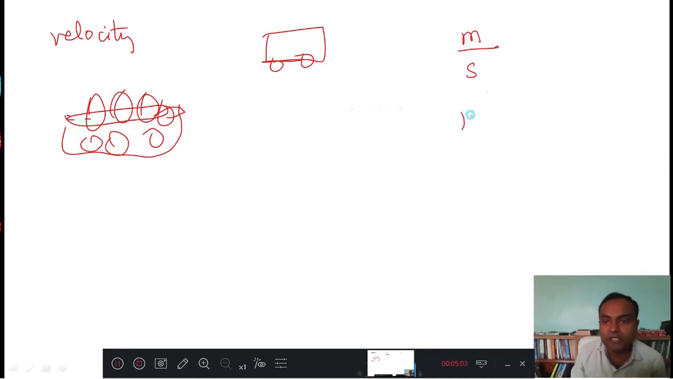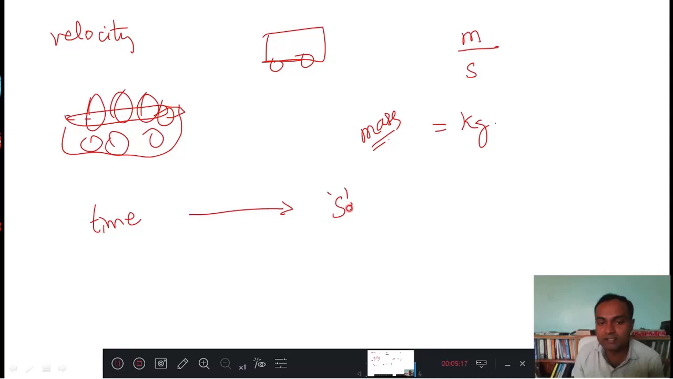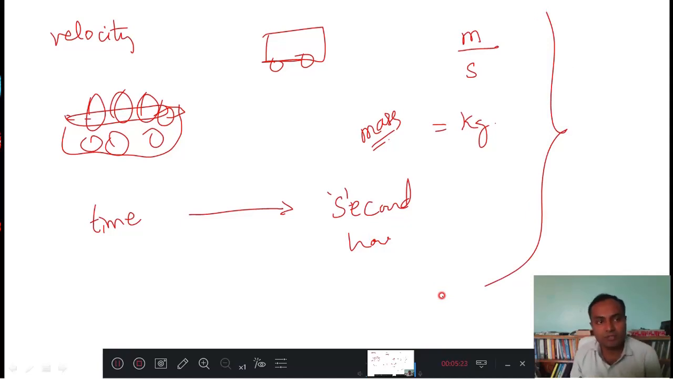I will measure in terms of kg, that is your mass. How to measure time? I will measure with respect to seconds, how many seconds are in hours, like that. Now these are all dimensions, and you already know the meaning of dimensions, because you studied this in your pre-university courses.